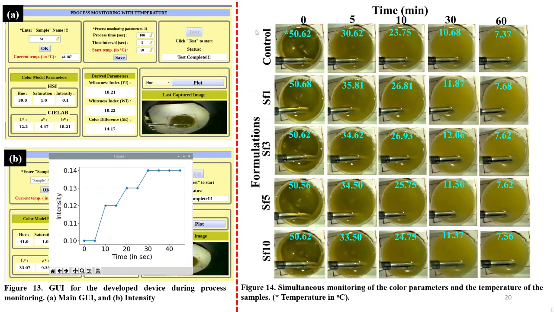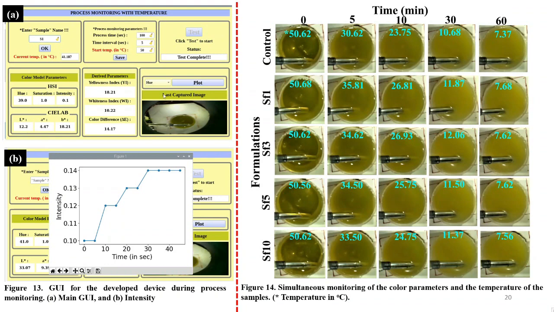Then as the temperature reaches around 50 degrees centigrade, it starts recording the sample temperature, and as time progresses we record the temperature and take the image of the samples so that the color parameters can be generated. From those color parameters we can generate the intensity versus time graph, and we can use that for analysis purposes. Like that you can generate other types of plots also.